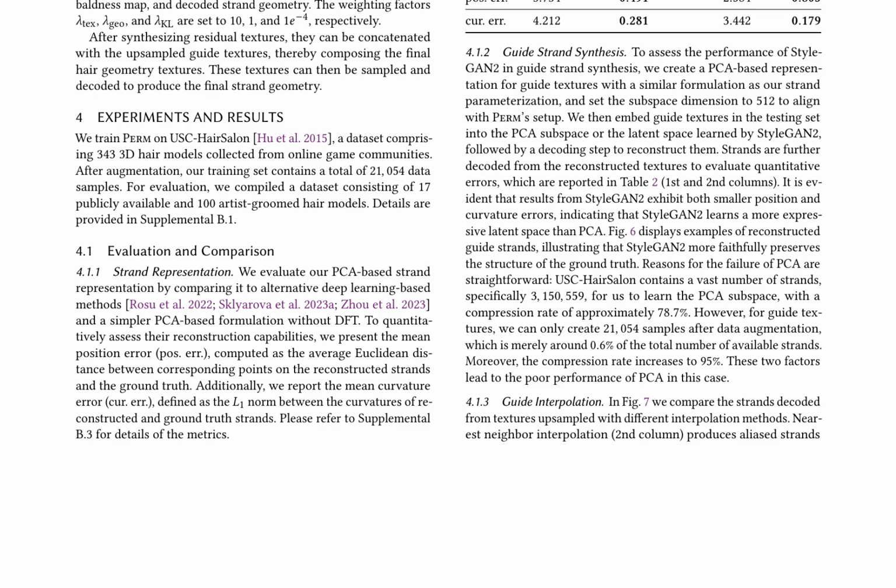The paper also explores different interpolation methods for upscaling guide strands, with nearest neighbor interpolation producing aliased strands and linear interpolation providing smoother results. The authors conclude that Perm can generate realistic hair models with high-quality textures, offering a promising approach for future research in computer graphics and machine learning.